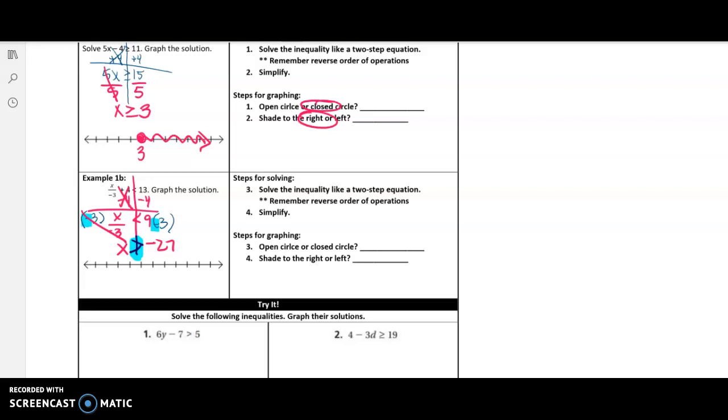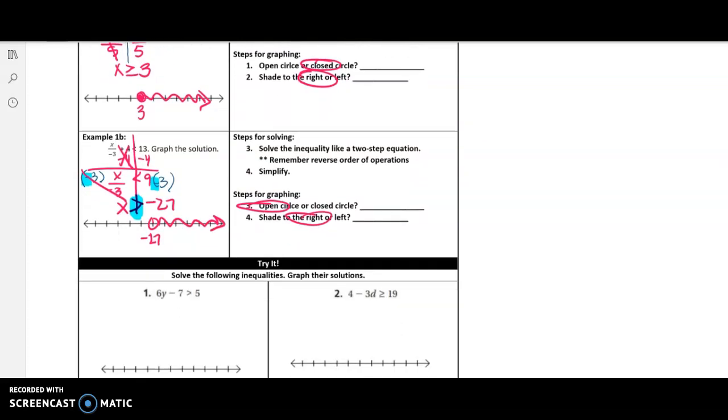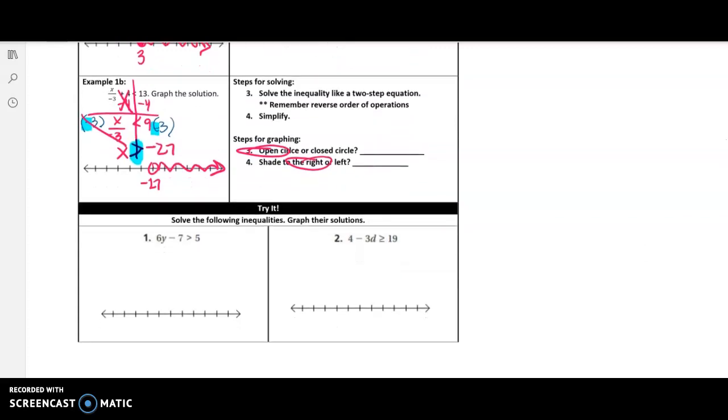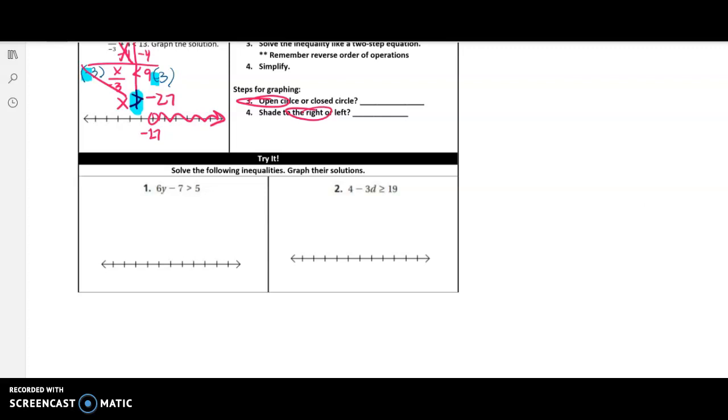We have a greater than sign, so that is an open circle because there's not a line underneath it. And it is going to go to the right because we want all the numbers bigger than -27. So again, we want it to go this way. So I want you to try 1 and 2, and then check your answers with mine.